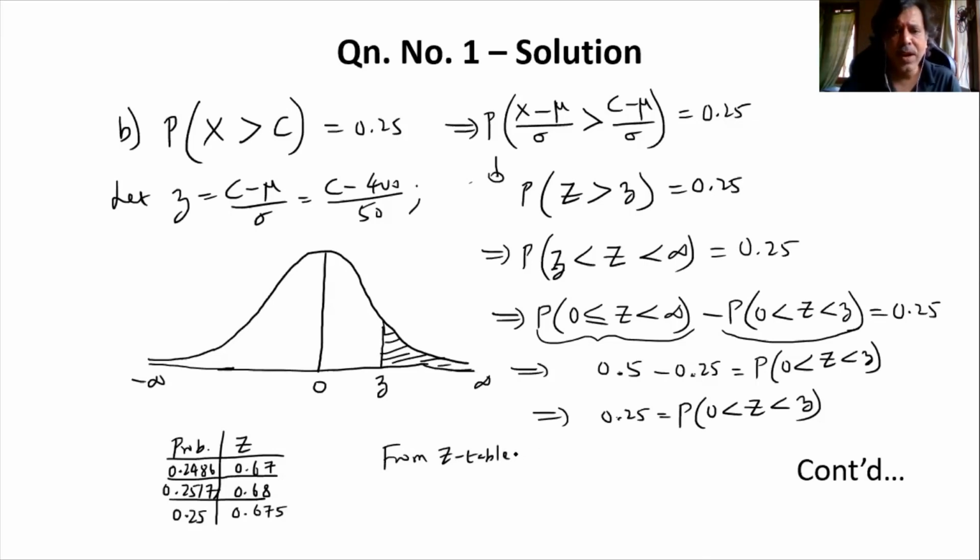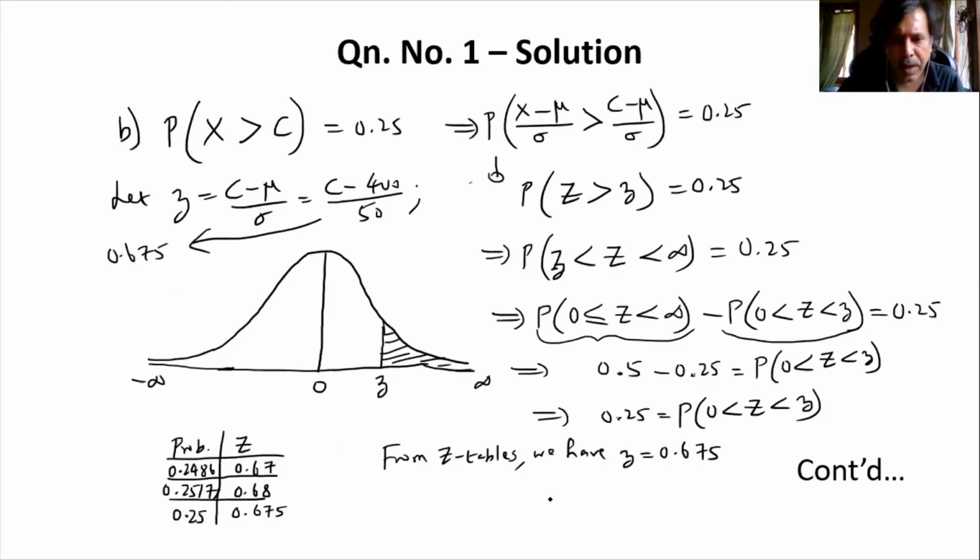we can either call it Z tables, or we can also call it standard normal tables, or area under standard normal distribution. Z tables is simple words, so I'm using that. From Z tables, we have small z is equal to 0.675. Now what is small z? Here it is. I can put that as 0.675.